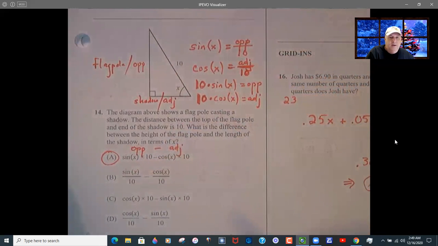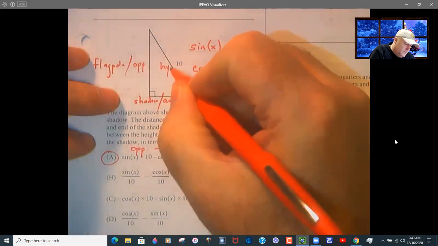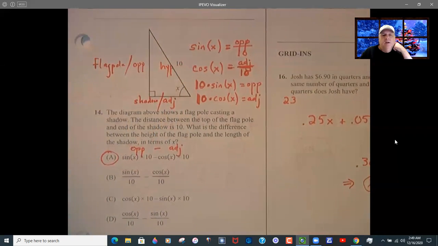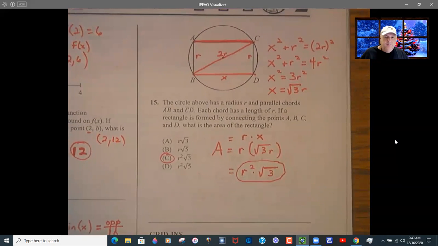That's a hard problem. And although it involves basic knowledge of right triangle trig, the solution to the problem is you have to think. You have to be able to see what to do. So that makes that a hard problem. I would put it in the hard category. I put this next one in the hard category too.